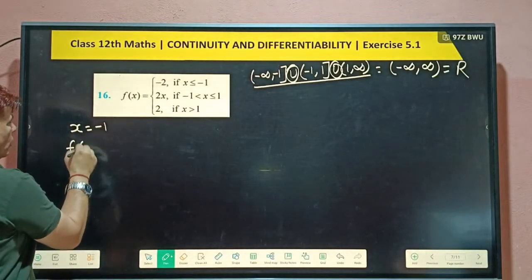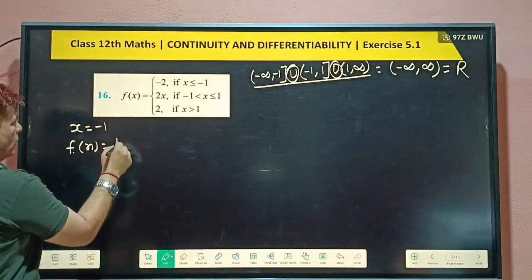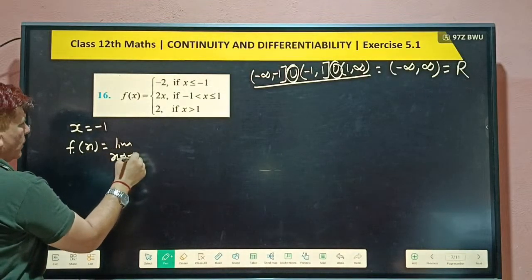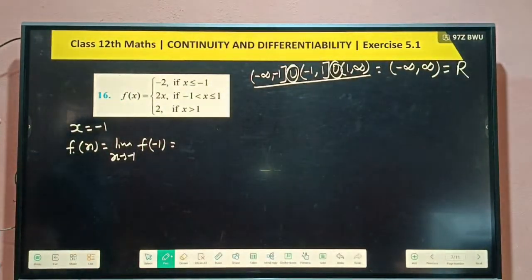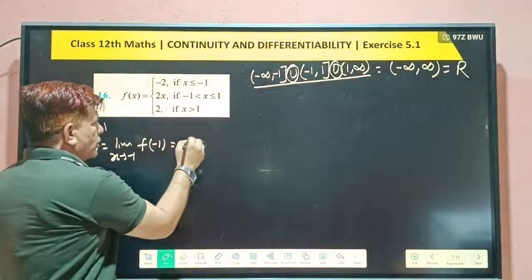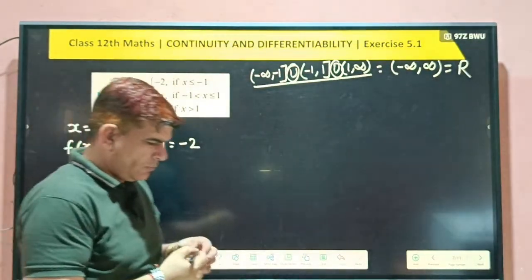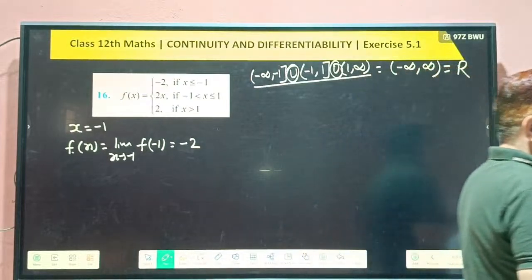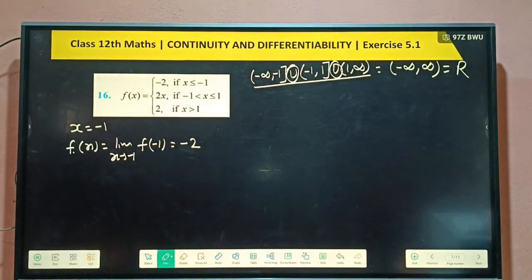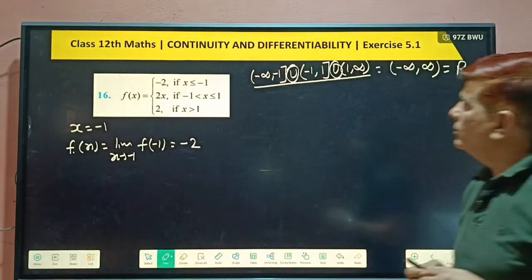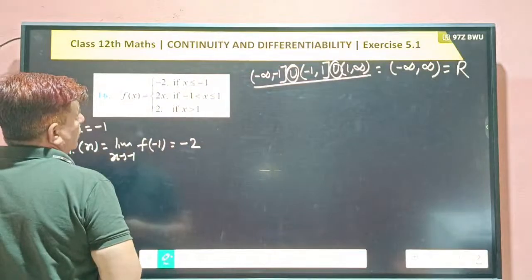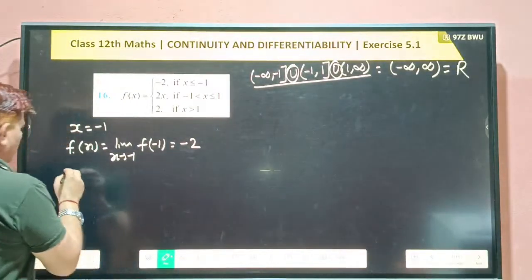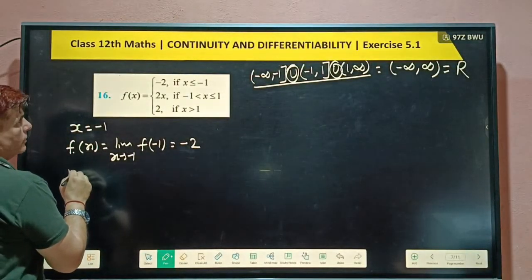So f of x is equal to the limit as x tends to minus 1 of f of minus 1. Already a constant function is given, so its value is 2. So f of minus 1 is 2. This is given. So what will you find out, LHL or RHL? RHL.